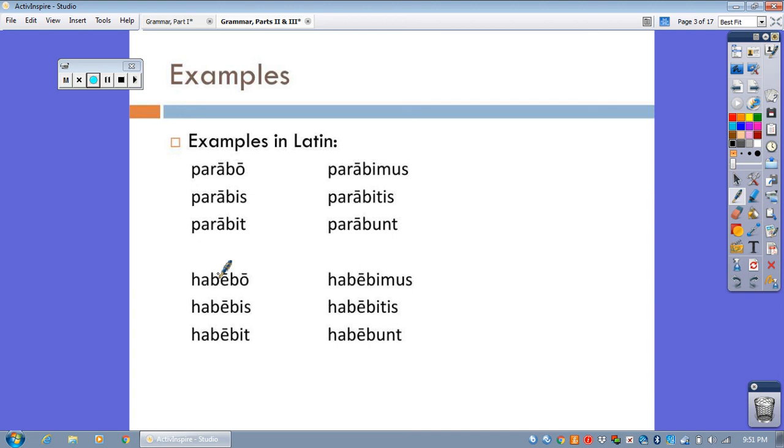And then I take my verb habet, meaning to have. I chop off the T and I've got habebo, habebis, habebit. I will have, you will have, he, she, it will have, we will have, y'all will have, they will have.